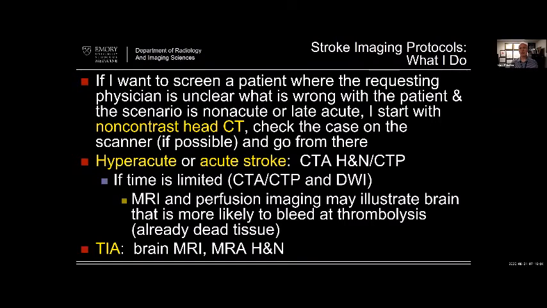Anyway, so in America for neuroradiology, a good place to start, or maybe a default setting, would be to think about a non-contrast head CT.